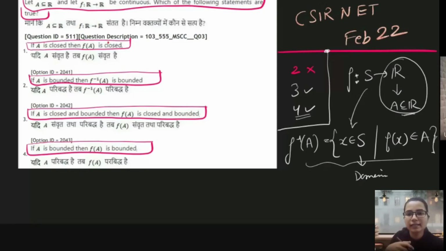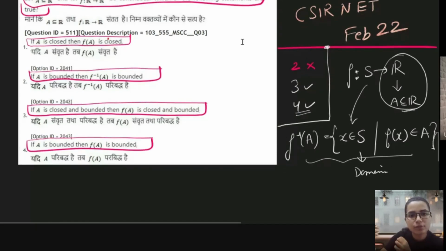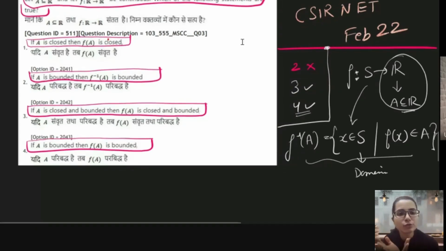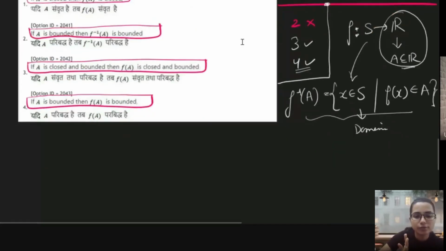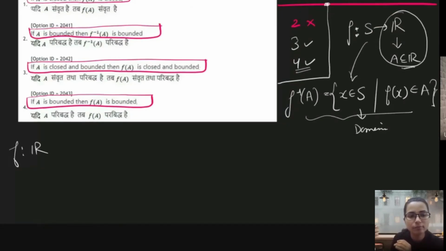Any answers? Any more answers? We'll discuss now if you don't. The only condition they have given you in this question is that f is continuous from reals to reals. Nothing more. Okay, so now let's talk about the first option.